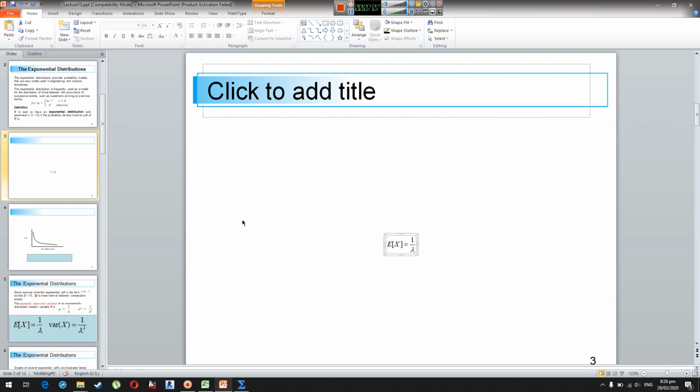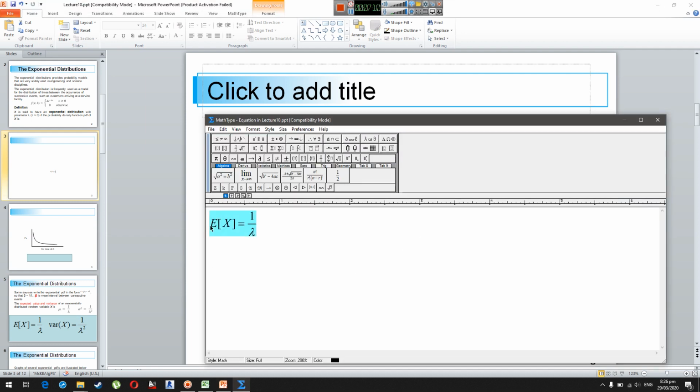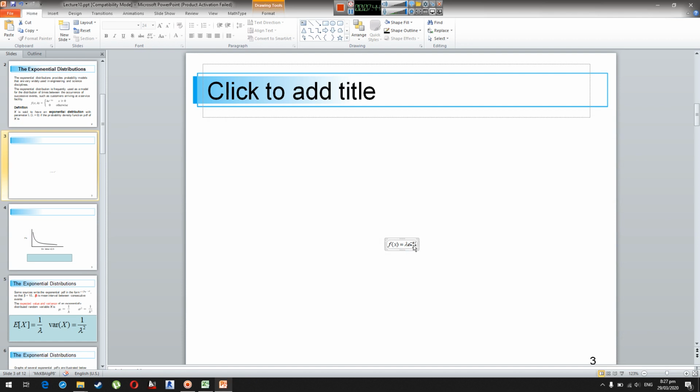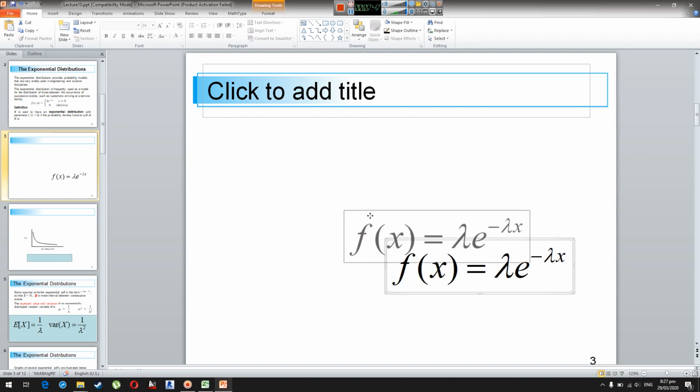Probability density function equation. Probability density equation. Smaller f of x is equal to lambda multiplied by exponential e to the power minus lambda x. So that is the equation for the exponential distribution function.